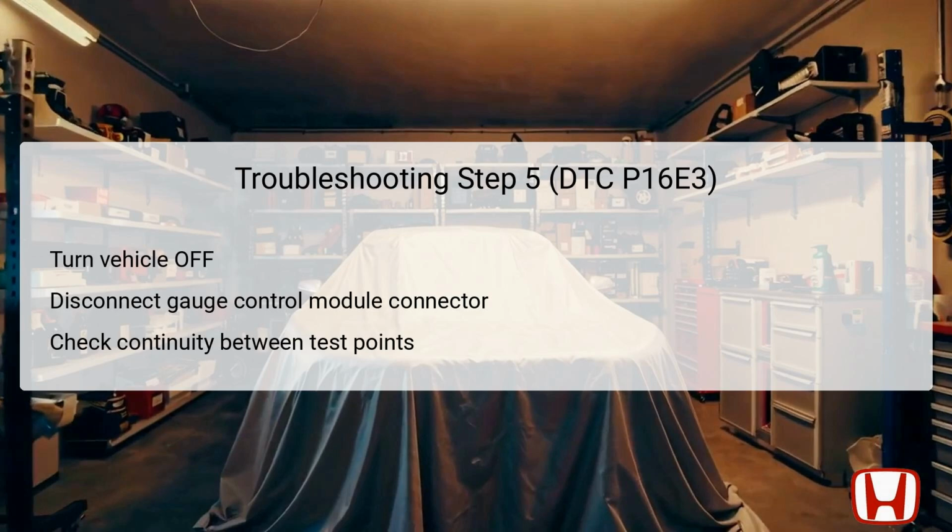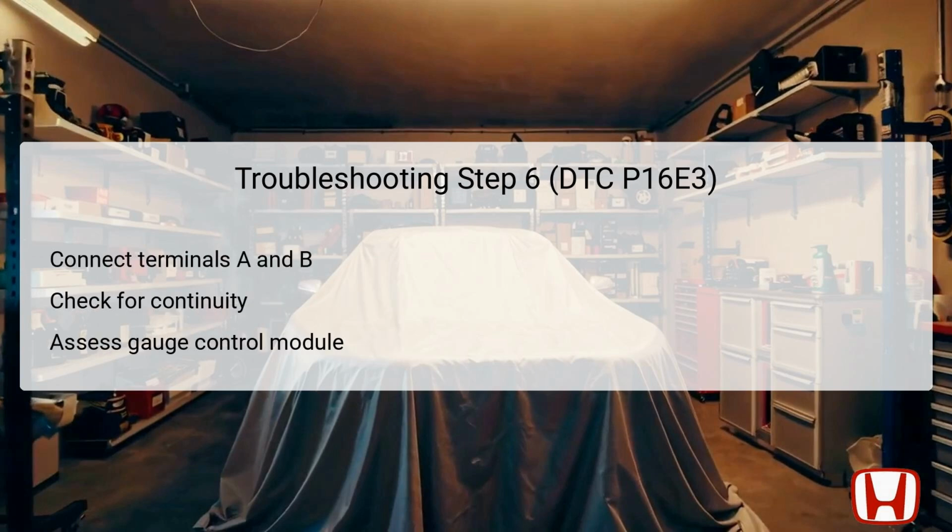If continuity is detected, it signifies a short within the LIN wiring that requires repair. If no continuity is found, it indicates the wiring is likely intact, prompting you to follow through to Step 6 to explore open wire issues in the LIN communication line.